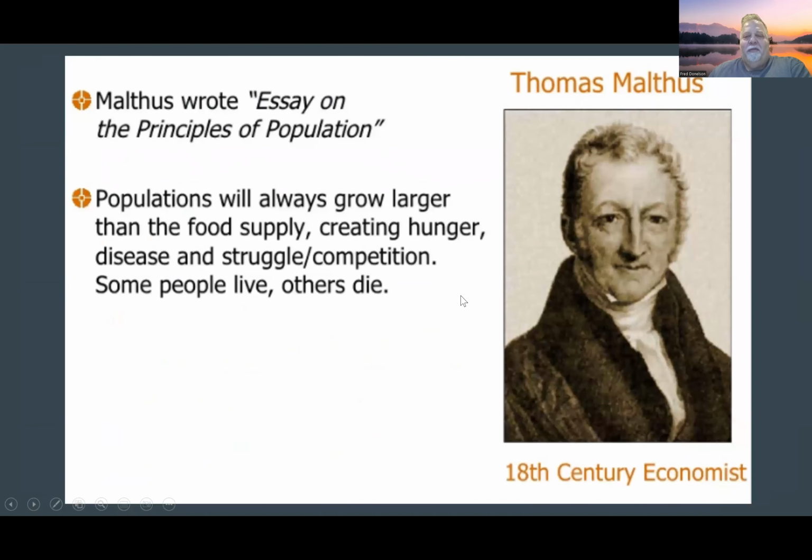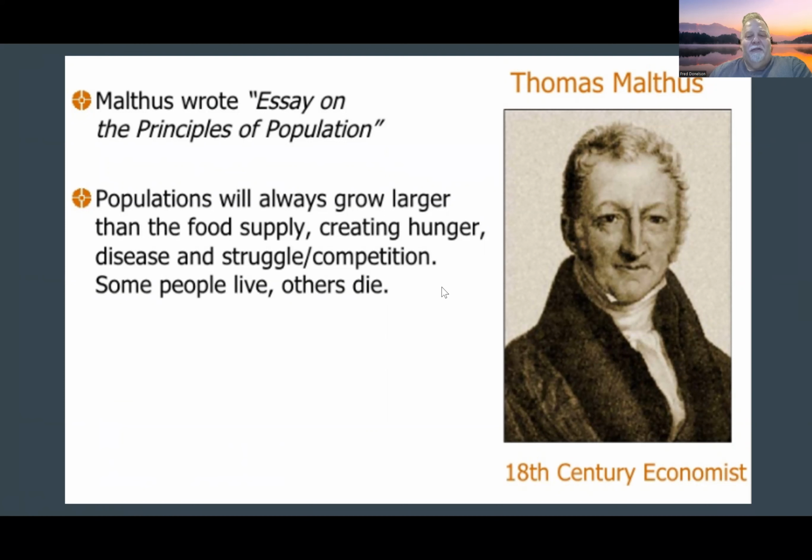Now, about the same time, he was reading a guy named Thomas Malthus, who was a mathematician in the 18th century. He was also an economist, and he was studying populations and the principles of how they grow. And what he came to realize was that populations always grow larger than their food supply. And that, of course, creates hunger and disease, and there's a struggle for competition because the population is bigger than the amount of food. And so some people live and other people die.